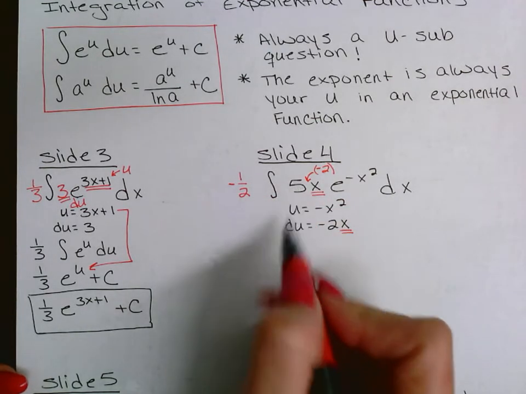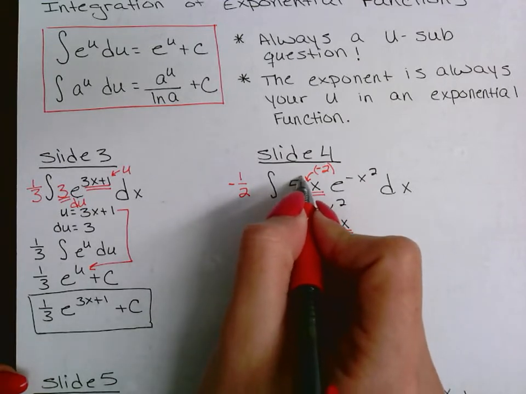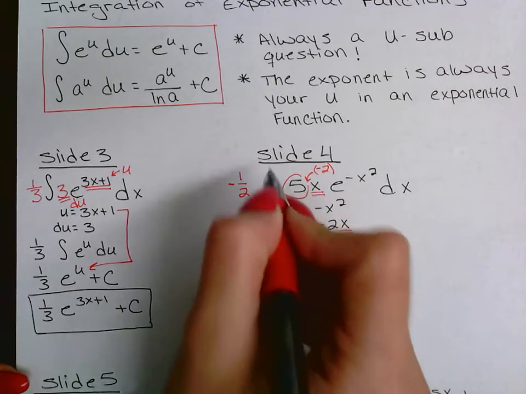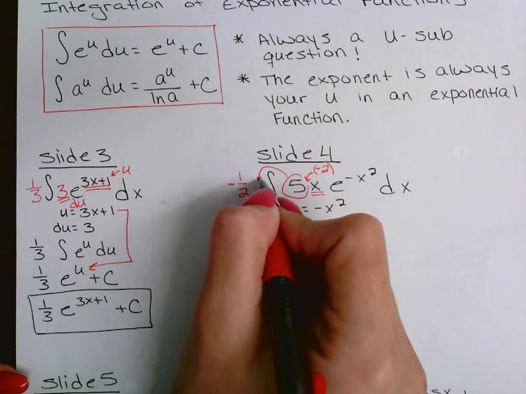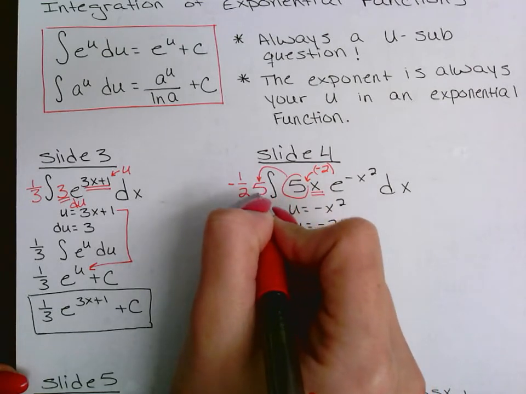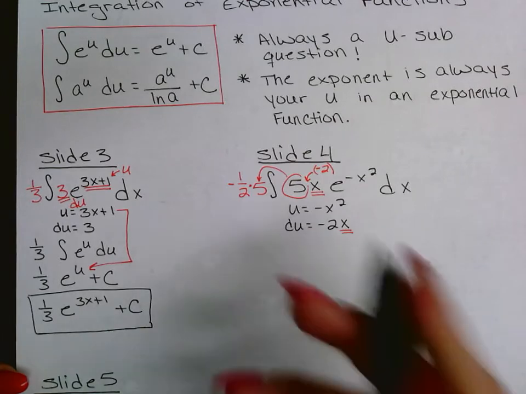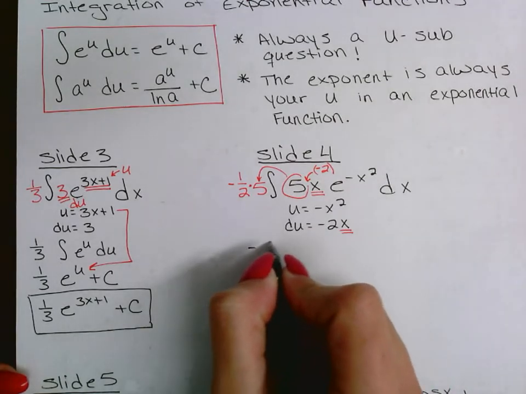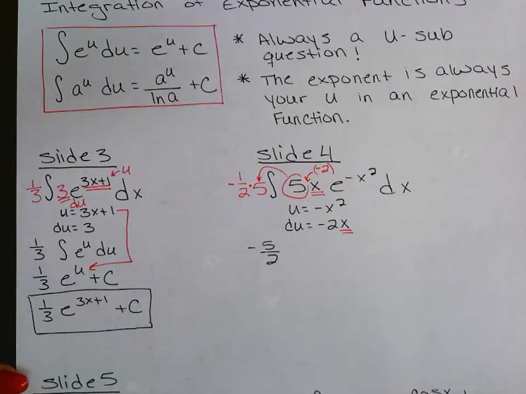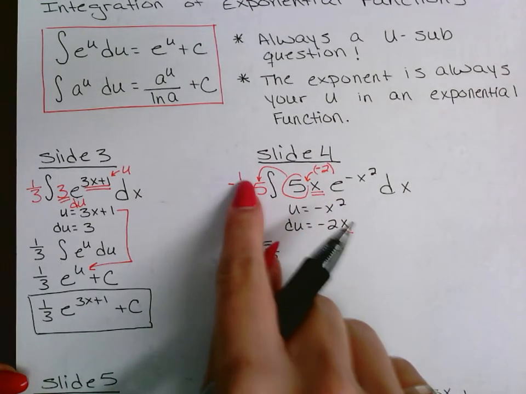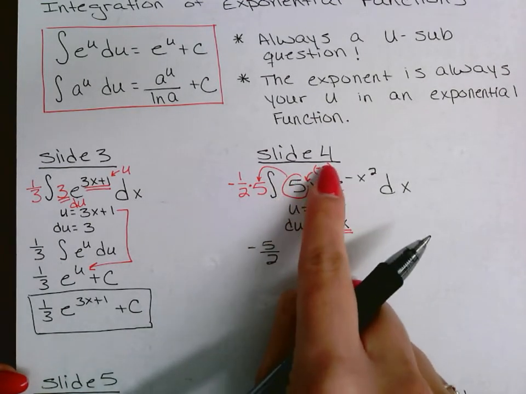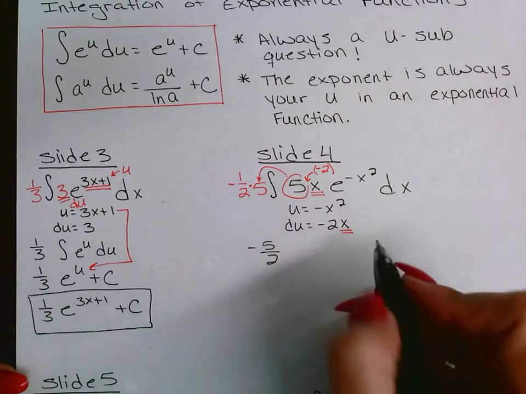What would we do with extra coefficients? I could take it right out here. Okay? Extra coefficients, you can move them out of your way, take them outside of the question. So now on the outside, I have negative 5 over 2. Okay? The 5 moved, so he's no longer there. The negative 2x is my du.